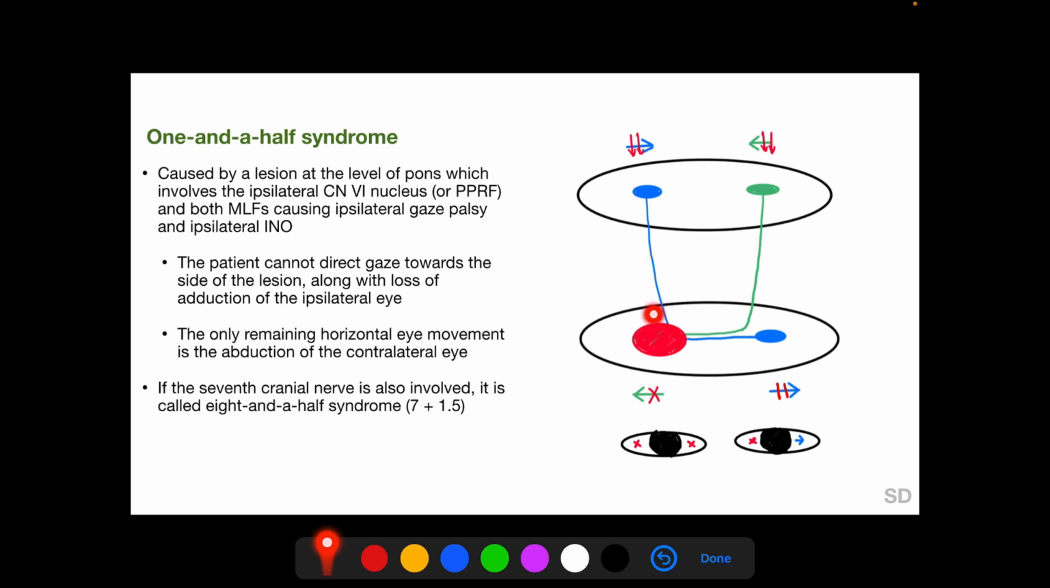As the ipsilesional CN6 is involved, ipsilesional gaze is not generated and there will be impaired abduction of the ipsilesional eye and impaired adduction of the contralesional eye. However, when the intact nucleus of the contralesional CN6 attempts to generate a contralesional gaze, there will be abduction nystagmus of the contralesional eye and impaired adduction of the ipsilesional eye. So the ipsilesional eye has an impaired abduction and an impaired adduction, and the contralesional eye has an impaired adduction, and the only remaining horizontal movement is the abduction of the contralesional eye.